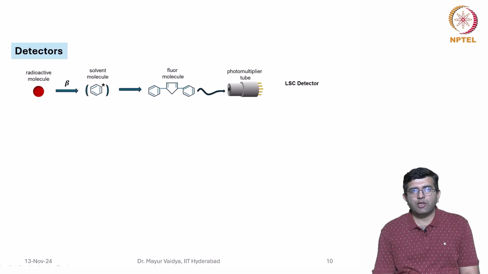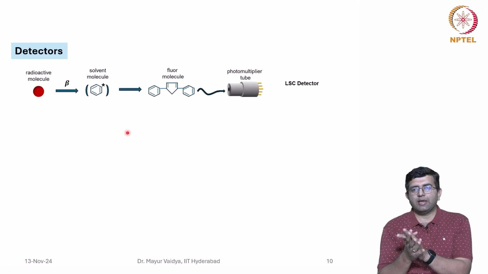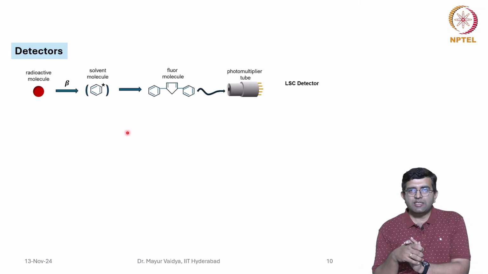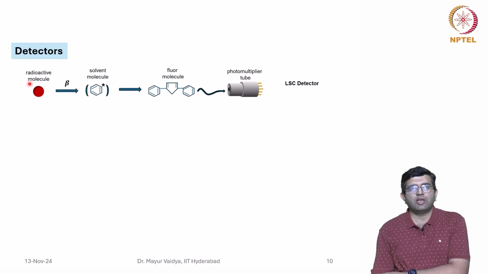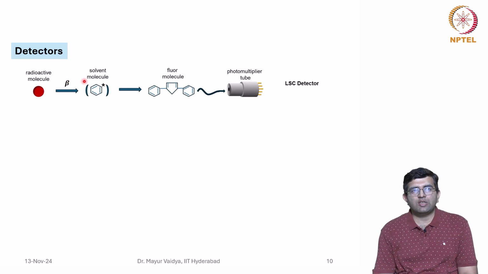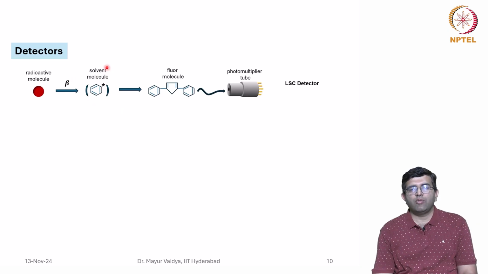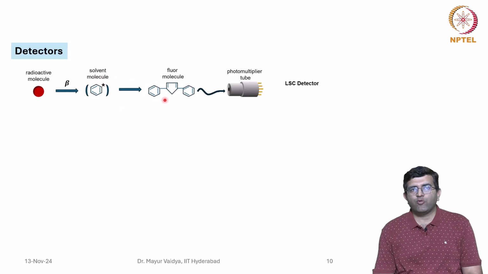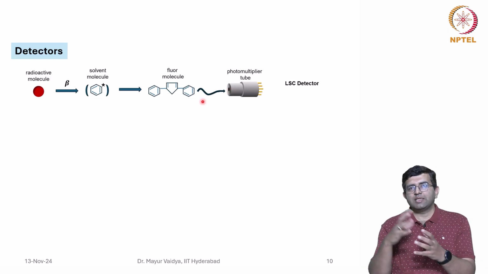As I mentioned, there are two types of detector. One is the LSC detector. In the LSC detector, the radioactive molecules, which are the beta isotopes, emit beta particles, meaning electrons. These electrons interact with the solvent molecules and put them in the excited state. This solvent is nothing but the liquid that I mentioned, and it generates what is known as a fluorescent molecule. This fluorescent molecule is then captured in a photomultiplier tube, and the signal is amplified.